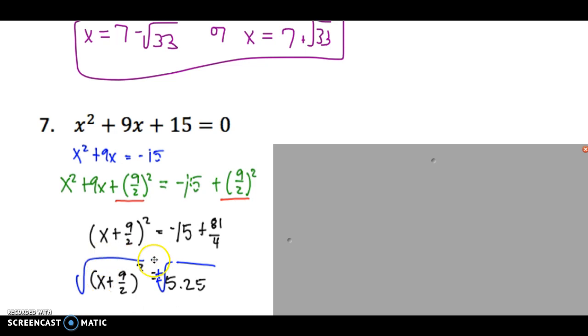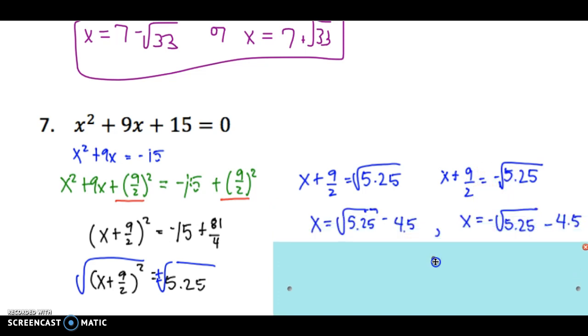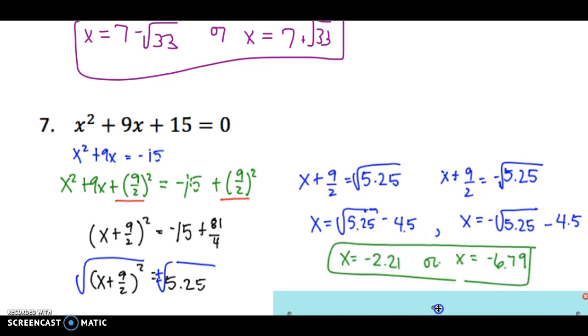When you take the square root of each side, you end up getting that x plus 9 halves equals the square root of 5.25, and x plus 9 halves equals the negative square root of 5.25. When you solve for x, you have to subtract 4.5 on each side of the equation, and you end up getting that x is equal to negative 2.21, or x is equal to negative 6.79.